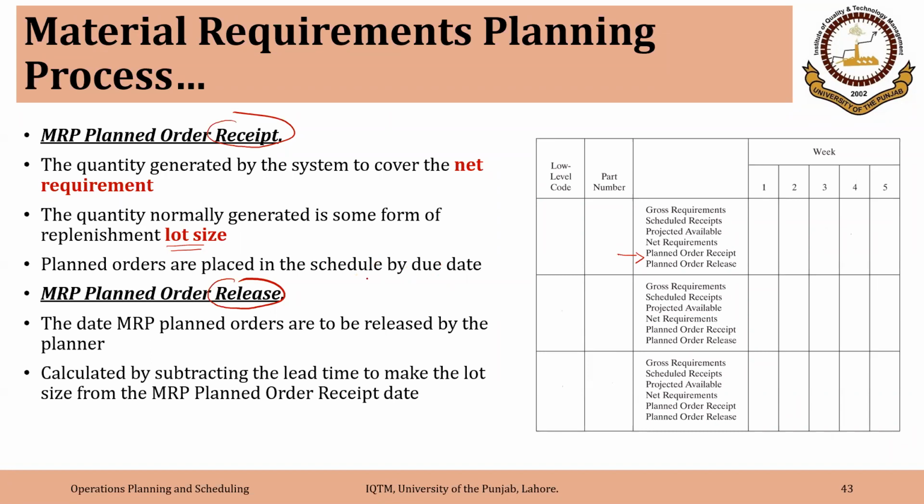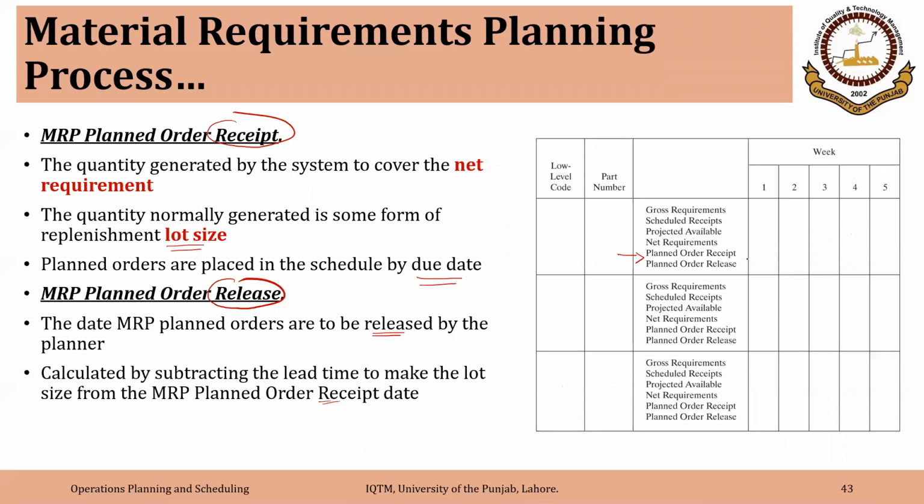The planned orders are placed in the schedule by the due date. Now the planned order release is the date MRP planned orders are to be released by the planner. These are calculated by subtracting the lead time to make the lot size from the MRP planned order receipt date. So that is something that we have already discussed.